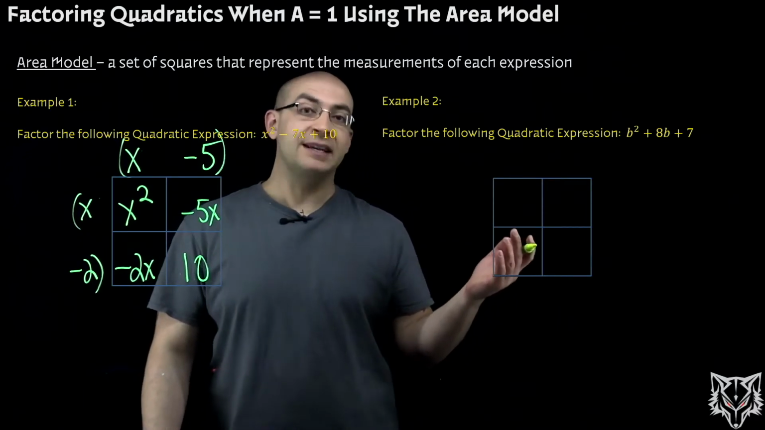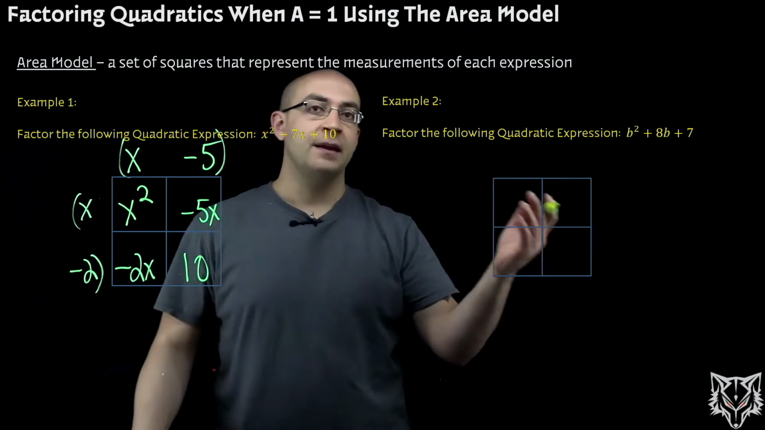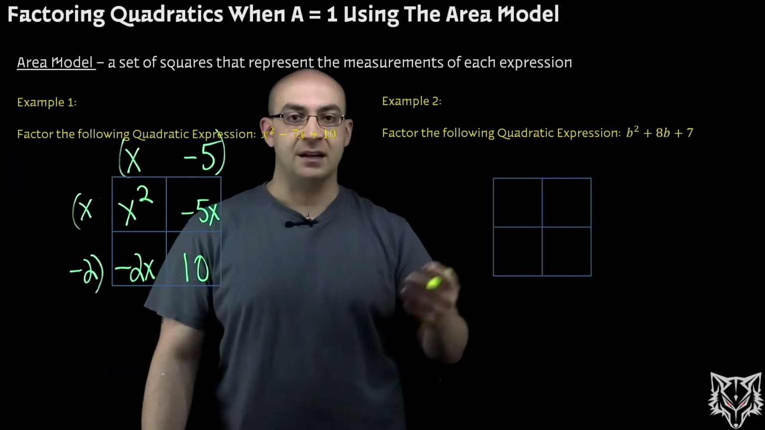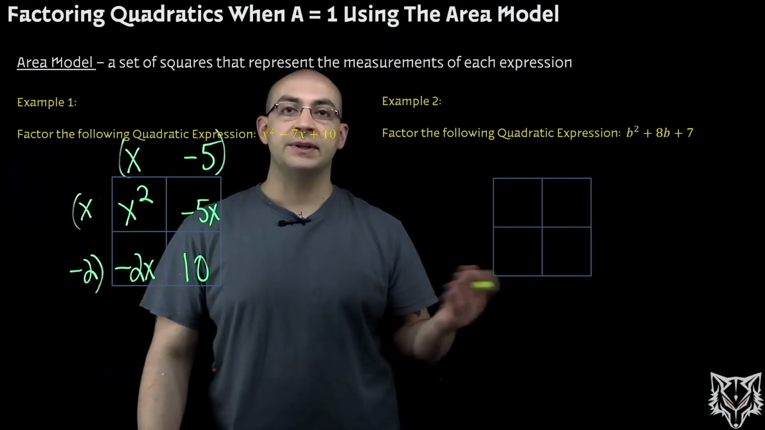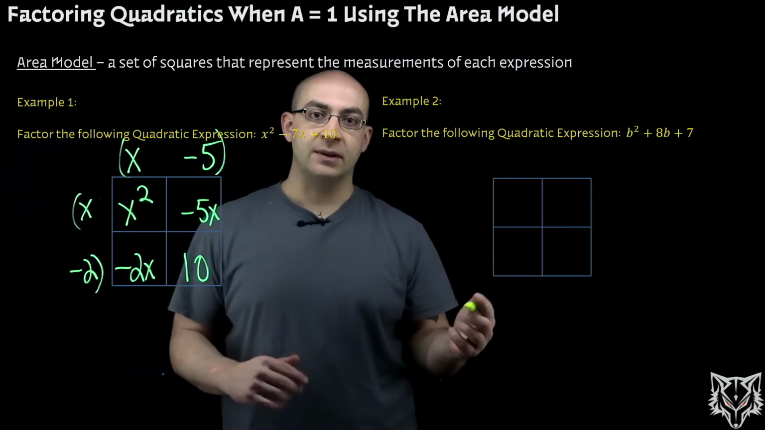The only difference really that we see here is we see a couple of positive signs as opposed to a negative in the first problem. And we also see the letter B instead of X. Don't worry, it doesn't matter. We're still going to enter our values into the squares the same exact way we would normally. So let's go ahead and start that process off.